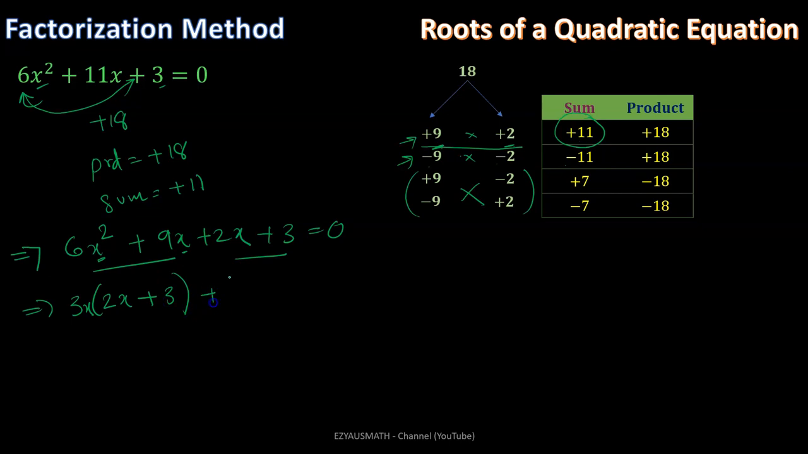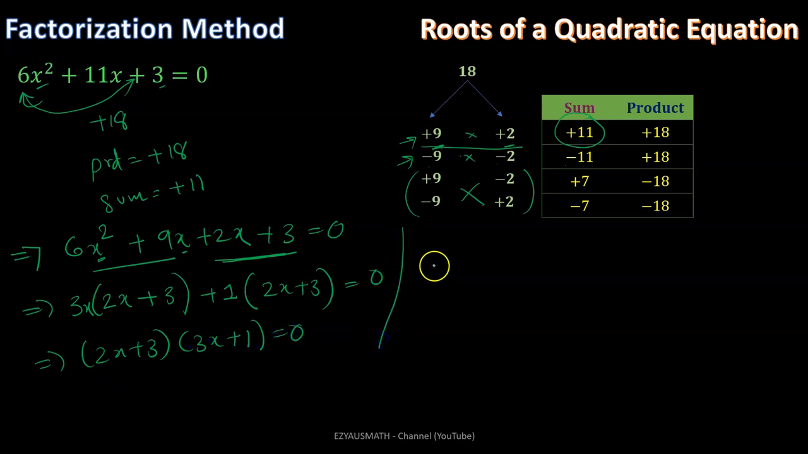Now what is the common factor here? If you don't see any common factor, you can say 1 is always a common factor. If you take 1 as a common factor, you are left over with 2x plus 3, and that is equal to 0. Now overall we see that 2x plus 3 is a common factor, so we are left over with 3x plus 1 is equal to 0.